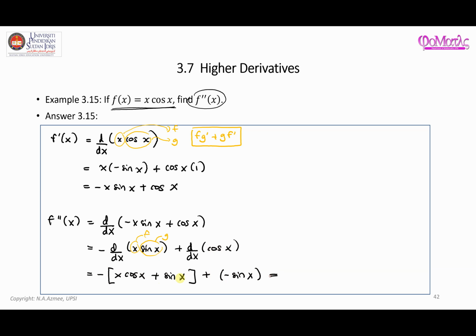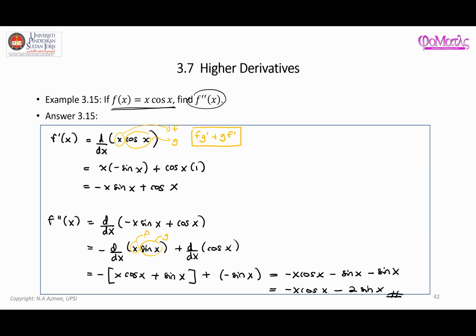Okay, so let's simplify the answer that we got here. So we have negative x cos x minus sine x minus sine x, and that becomes negative x cos x minus 2 sine x. Okay, that's the answer for this question given here.